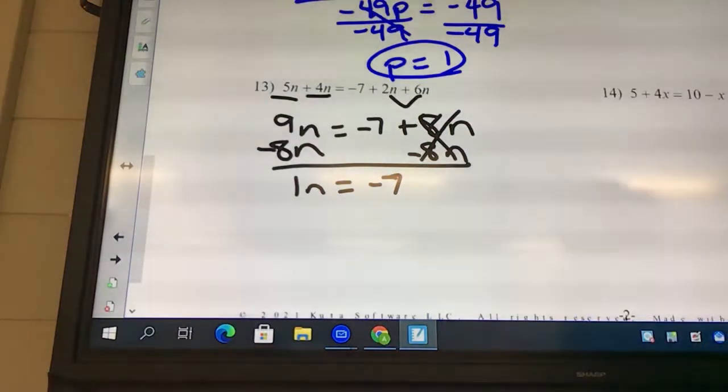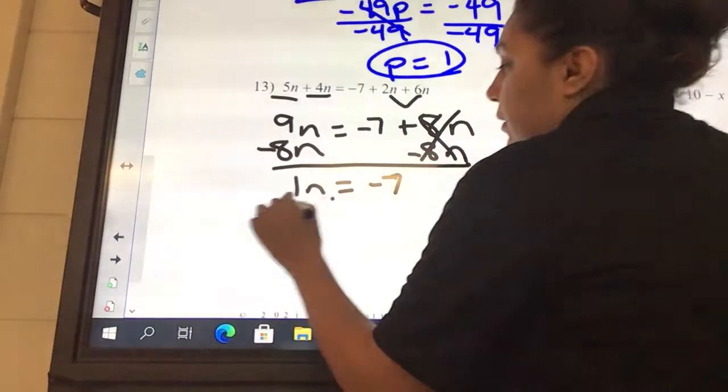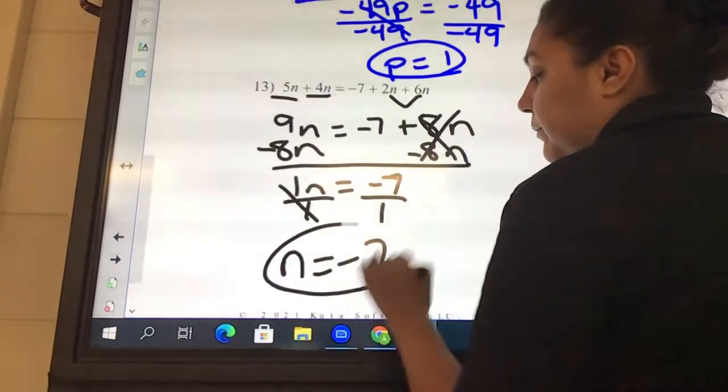Okay, some of you guys are going to be able to stop here and be able to tell what's going on, and some of you guys are going to need to do that division. Okay, so divide by negative 1, you're going to get n equals negative 7.